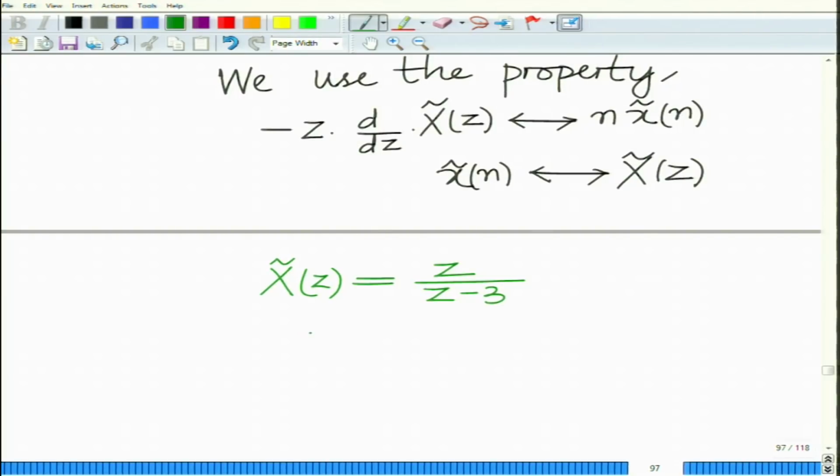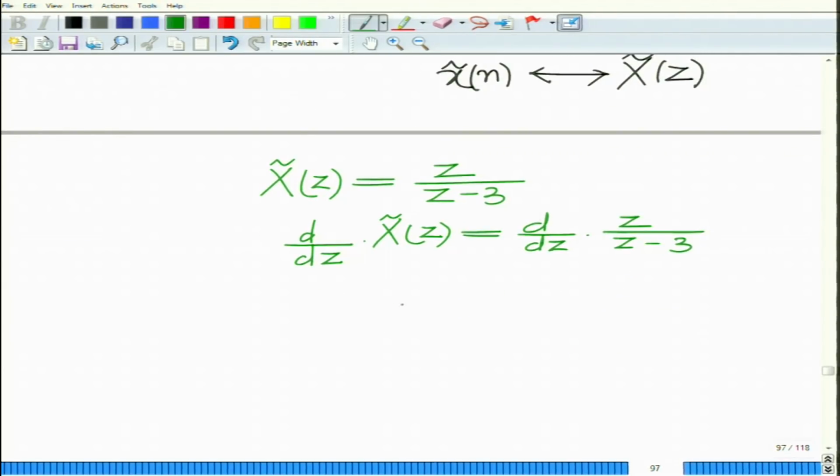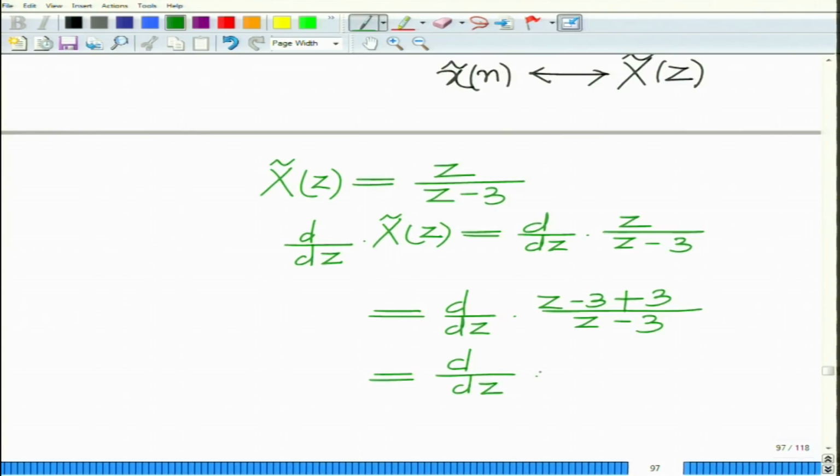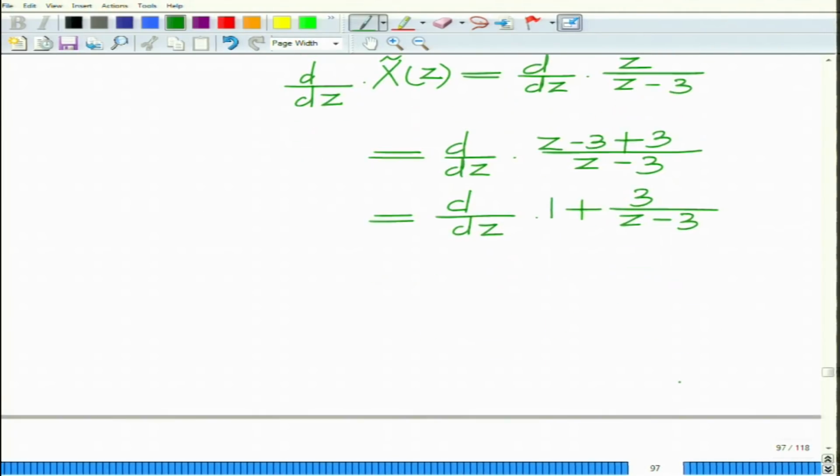Now, differentiating this, d over dz of X tilde(z) equals the derivative of z over z minus 3, which equals the derivative of (z minus 3 plus 3) over z minus 3, which equals the derivative of 1 plus 3 over z minus 3. If you take the derivative of this, the derivative of 1 is 0, and what remains is minus 3 over (z minus 3) whole squared.